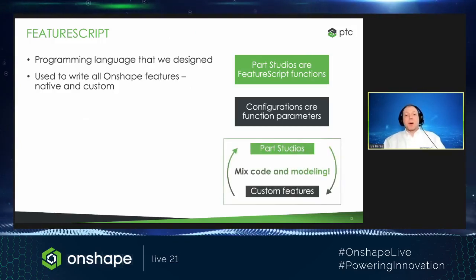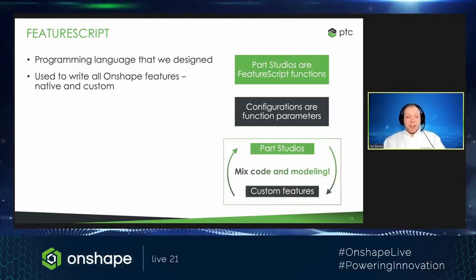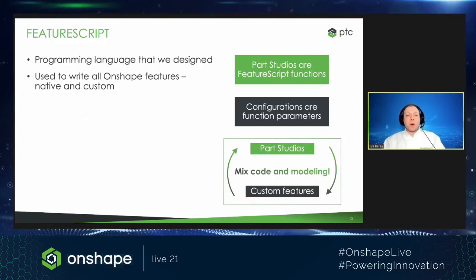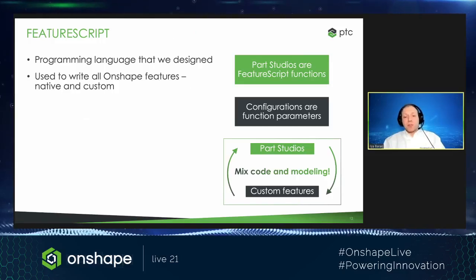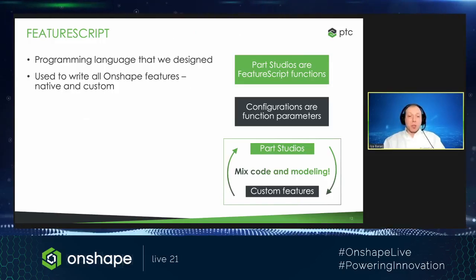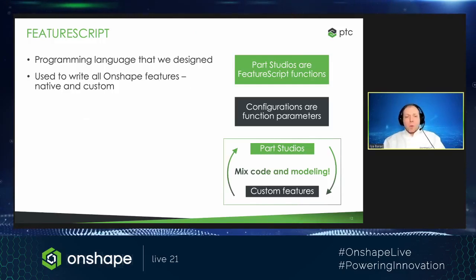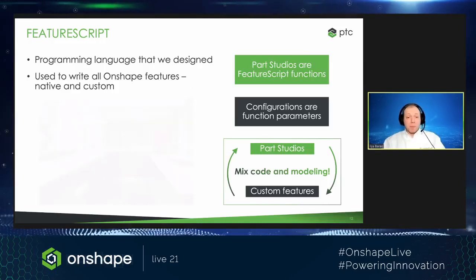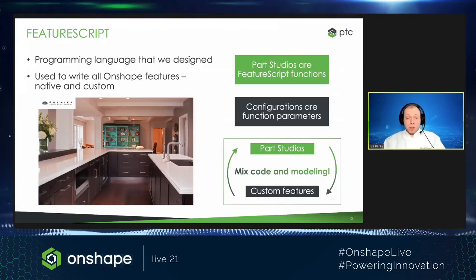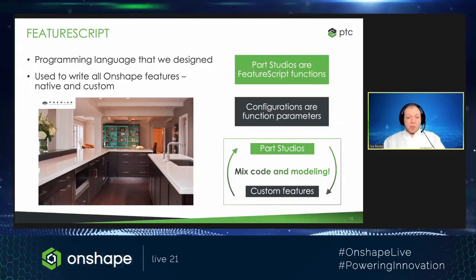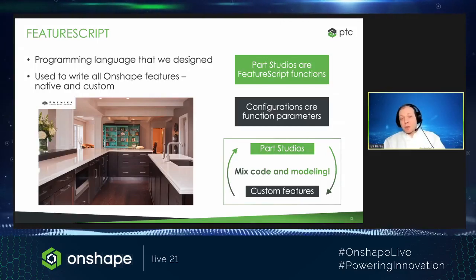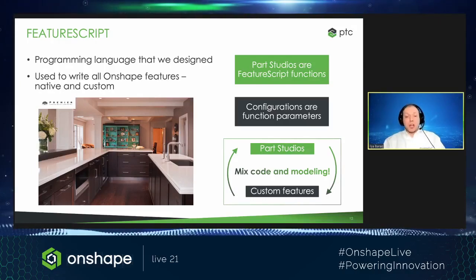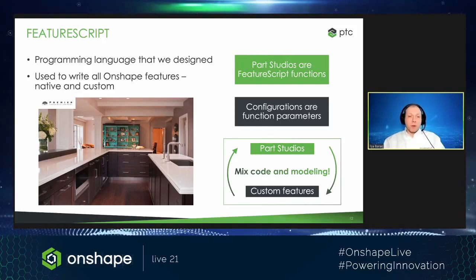And the other consequence of part studios being FEATURESCRIPT is that a custom feature can call a part studio. And by using configured part studios, this lets you create a really flexible mix of interactively modeled geometry and coded logic. One of our customers who has taken great advantage of this capability is Premier Custom Build. They build luxury kitchens, and they created a beautiful system of custom features that call part studios that themselves use custom features. And the system lets them create an entire kitchen incredibly quickly using just a few of their features.